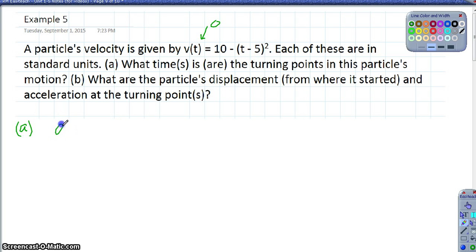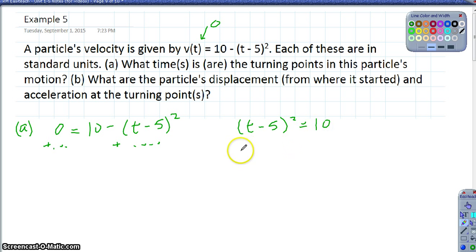Okay, so if I substitute 0 in for velocity, I have this equation to work with. Now you obviously could FOIL this out, you could distribute this out and then solve it from there. But I could also, if I set it equal to 0, just solve it from this point. I'm actually just going to add this whole quantity to both sides. So I get t minus 5, that whole thing squared, equals 10. So then I would square root both sides.